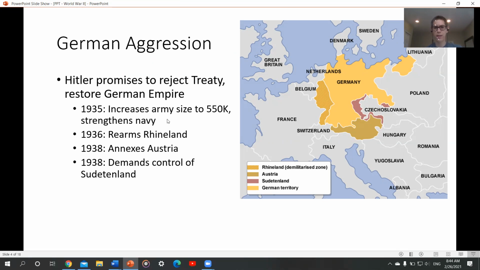So in 1935, he increases the army size to 500,000 and strengthens the navy. You might remember the Treaty of Versailles said there was a max of 100,000 soldiers. He makes it 500,000. In 1936, he rearms the Rhineland. The Rhineland was supposed to be a demilitarized border between Germany and France. He sends his troops there. In 1938, he annexes Austria. He says that there are German-speaking peoples there, that it's part of the German culture and deserves to be here. And then in 1938, he demands control of the Sudetenland, a region of 3 million Czechoslovakians, mostly German speakers, that he thought was part of the German culture.